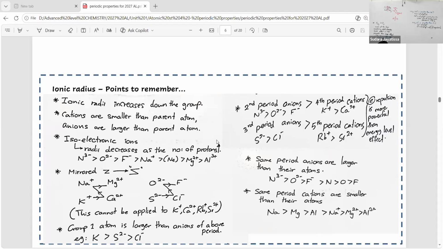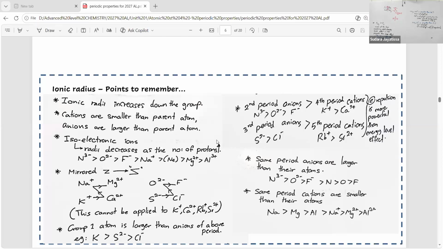What are they? Same period anions are larger than their atoms. That means N3 minus, O2 minus, F minus are larger than N. The important thing is this: F minus is larger than nitrogen. Now we know F minus is larger than F, but it's not enough. You have to say F minus is larger than nitrogen. Nitrogen is the biggest one of those 3 elements.